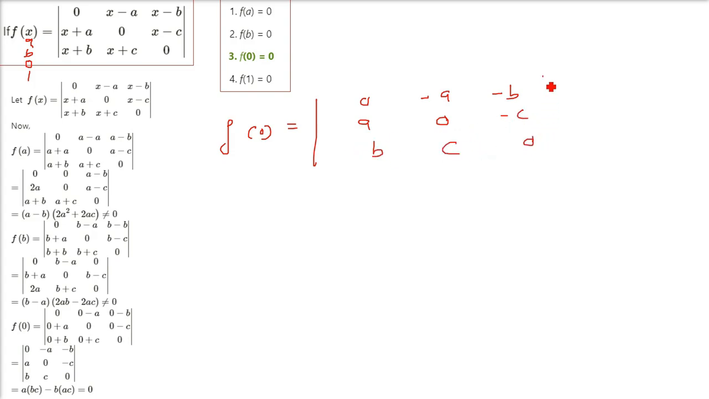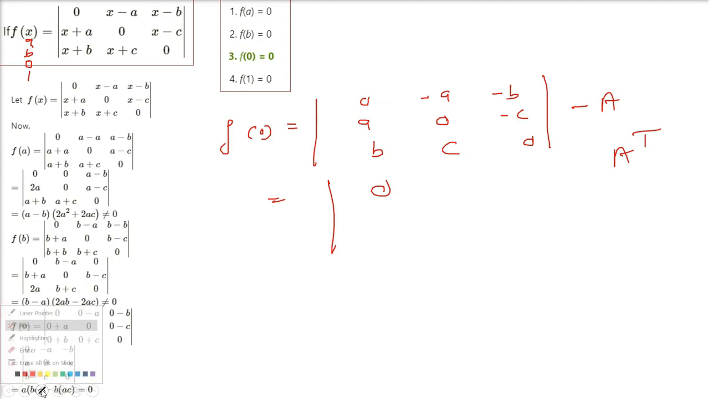Let us complete this first. So f(0) is coming like this. Now this is a 3 by 3 matrix, and I'll apply a different tactic, because by experience and the number of questions we have already seen, this is A. Let us take A transpose. What do you get? You get 0. I'm making the row into a column. This is 0, minus a, minus b. I'm making it as a column.